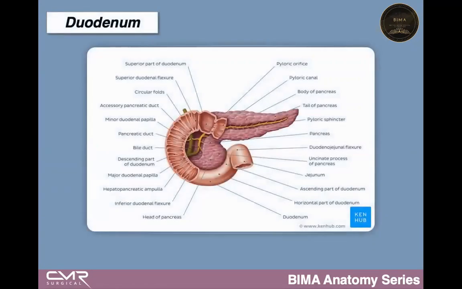So this is an image of what the duodenum looks like. So this is obviously the pylorus. This is the superior part. So this is D1, you could say. Then you have the descending part, so that will be D2. D3 is the inferior aspect, just after the Vater's duodenal papilla. And then you have D4, which is the ascending part.